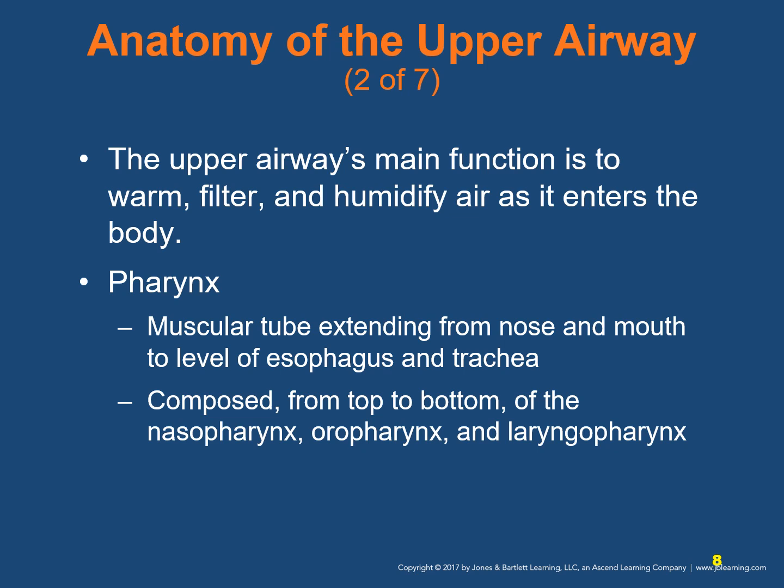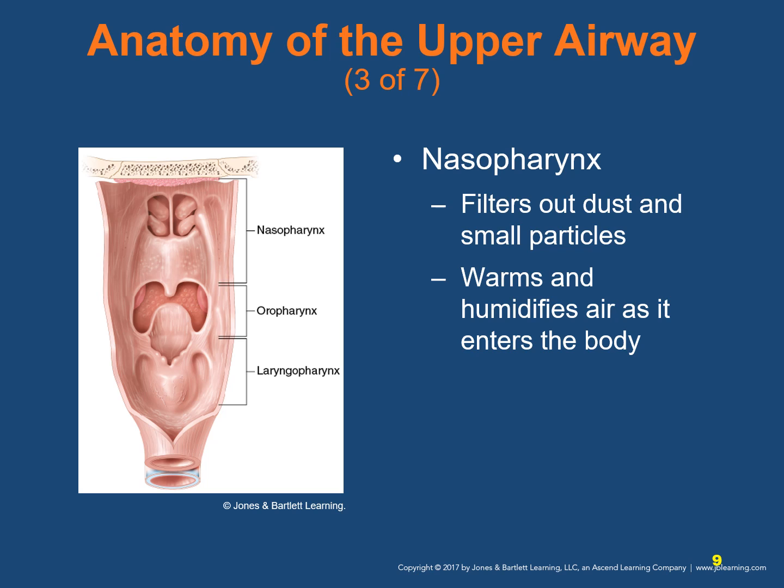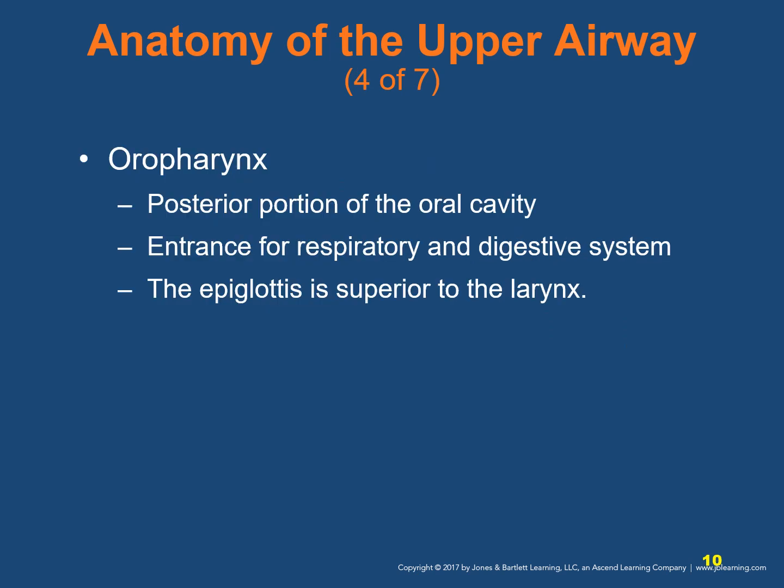The pharynx is the muscular tube extending from the nose and mouth to the level of the esophagus and trachea. It is composed from top to bottom of the nasopharynx, oropharynx, and laryngopharynx. The nasopharynx is lined with ciliated mucous membranes that filter out dust and small particles. It warms and humidifies air as it enters the body. The oropharynx is the posterior portion of the oral cavity. The epiglottis is superior to the larynx.